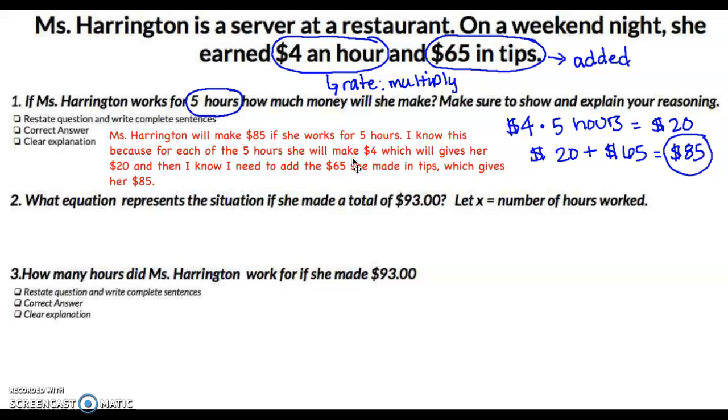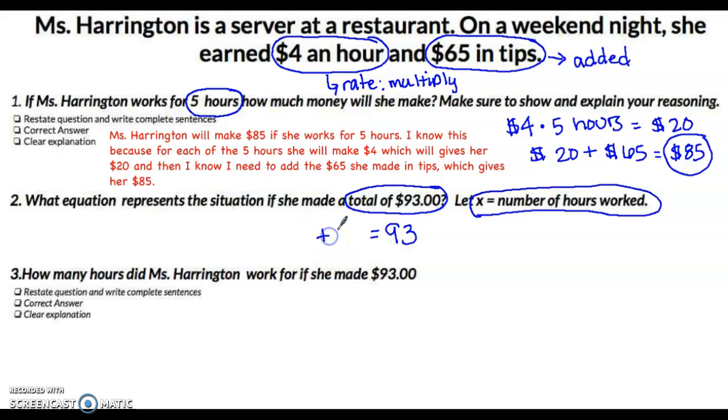All right, the next thing it says is write an equation to represent a situation if she made $93. Let X equal the number of hours she worked. All right, well, the total $93 is really important, and where I define my variable is really important. Okay, so I know what I'm going to really do is look at her hourly wage and the tips, and those together should equal $93.